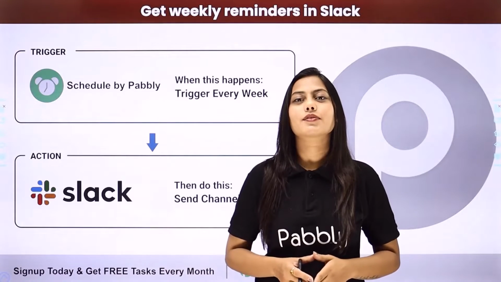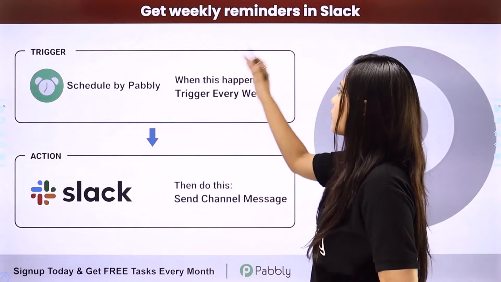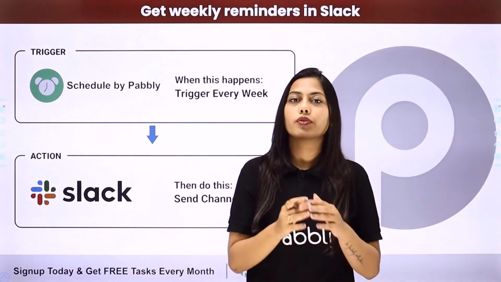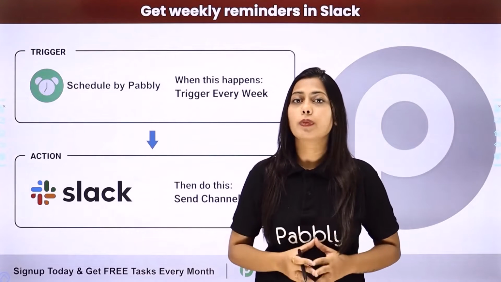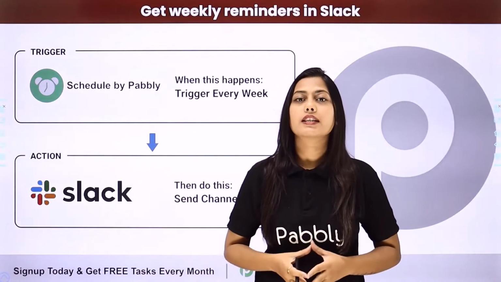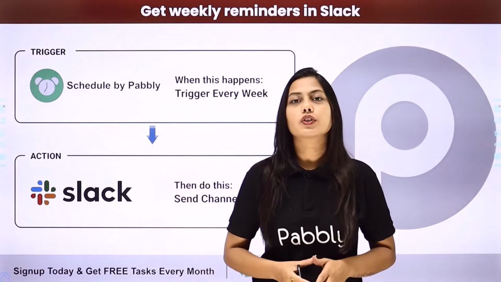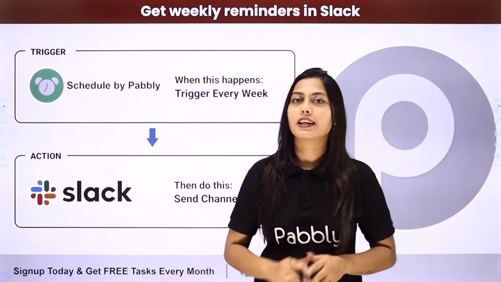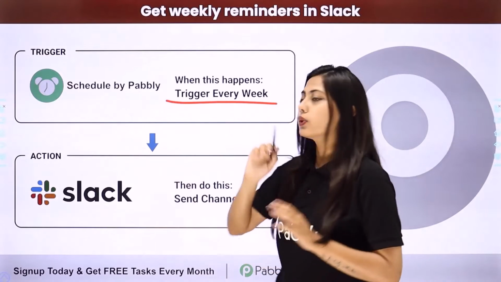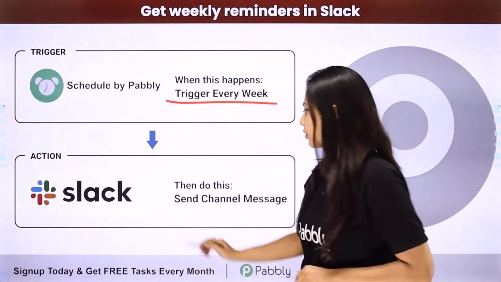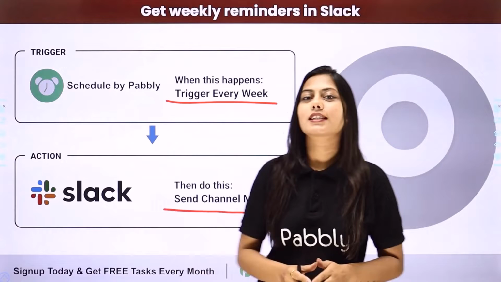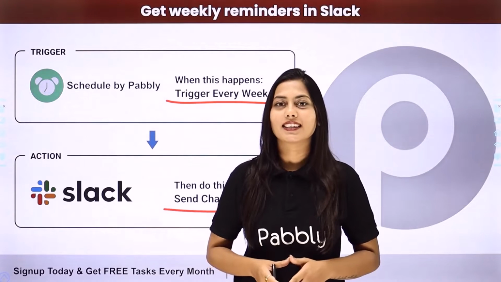Hello everyone, in this video we are going to learn how to get weekly reminders in Slack. So if you want to send a message on your Slack group every week without fail, then you can get help from this automation that we are going to create using Pabbly Connect, where our trigger will be every week using Scheduler by Pabbly, and our action will be to send a channel message in your Slack group. Let us learn how to do that.